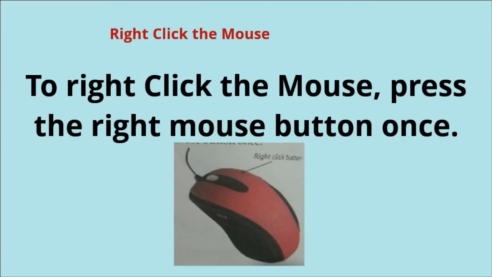Right click the mouse. To right click the mouse, press the right mouse button once. That way whatever our fingers we are going to put on the mouse, that way we have to press the fingers. To right click the mouse, press the right mouse button once.